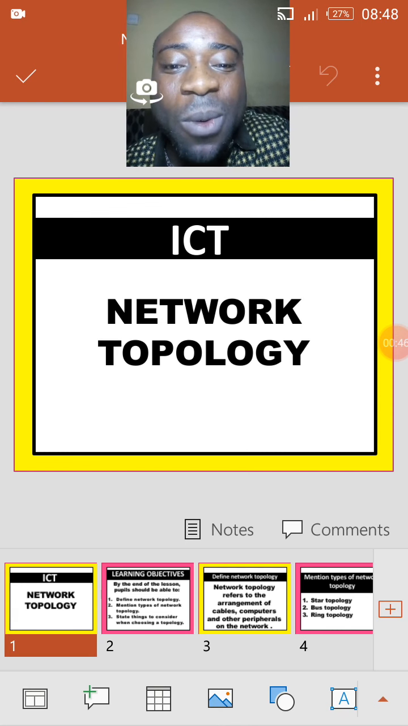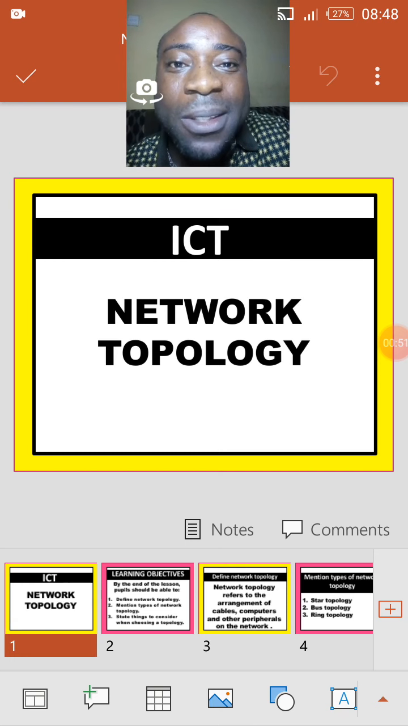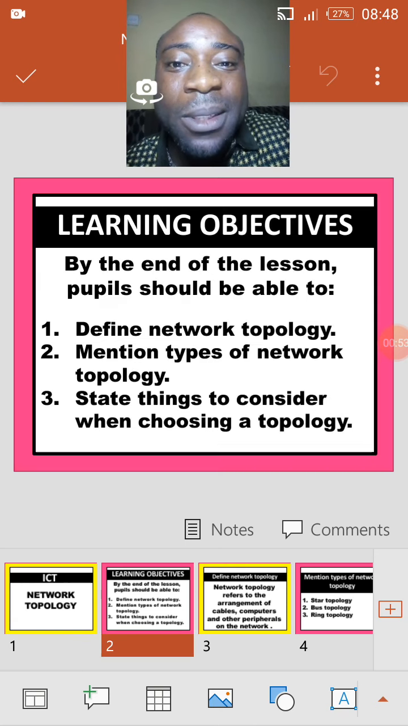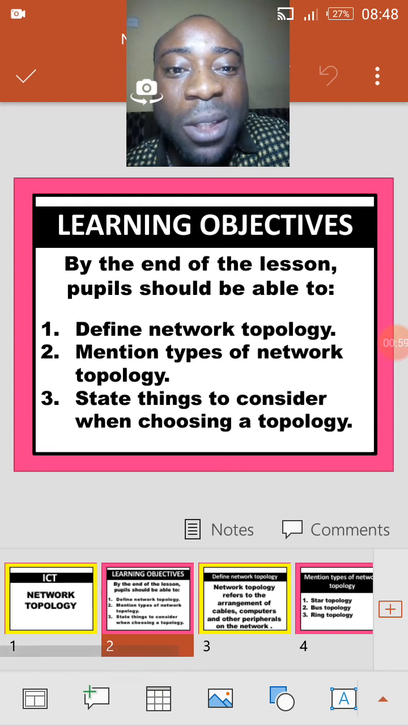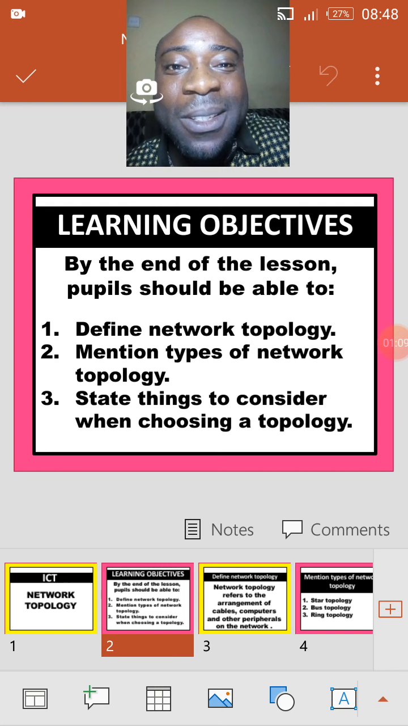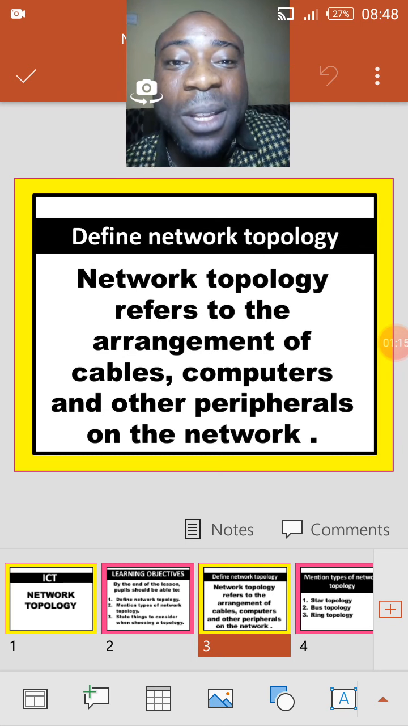Now let me quickly walk you through what we are going to learn today under this topic. One, we are to define network topology. Two, we are to mention types of network topology. Three, we are to state things to consider when choosing a topology. So let's go through what we have today, starting with the definition of network topology.